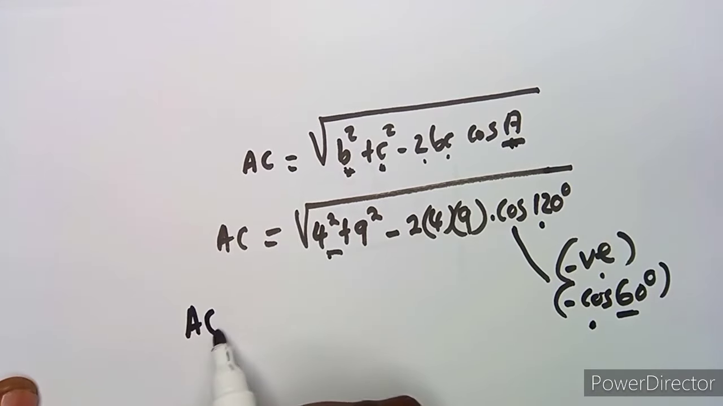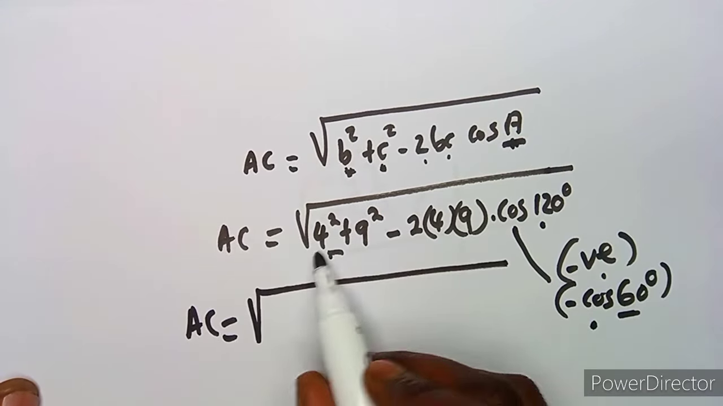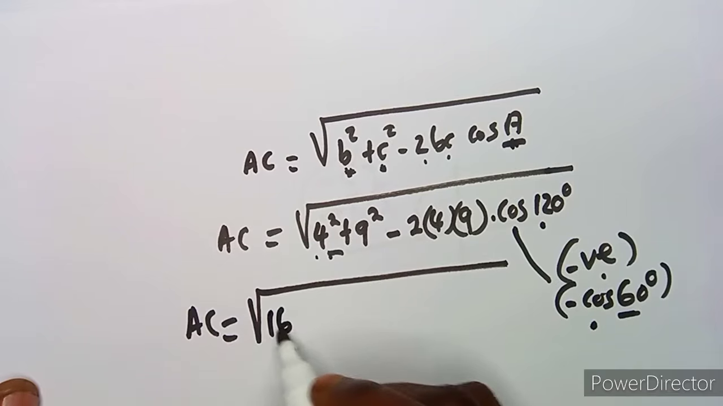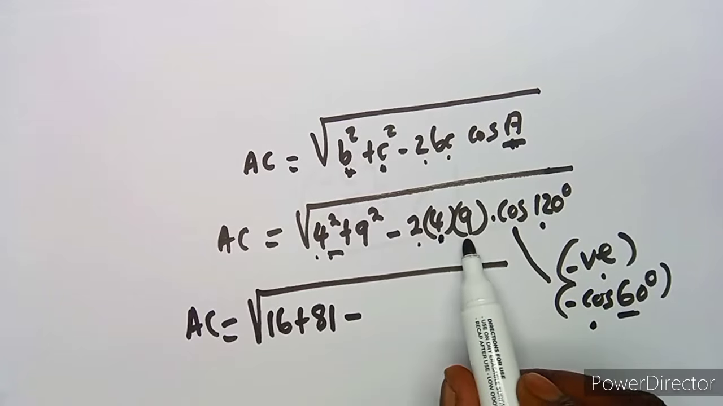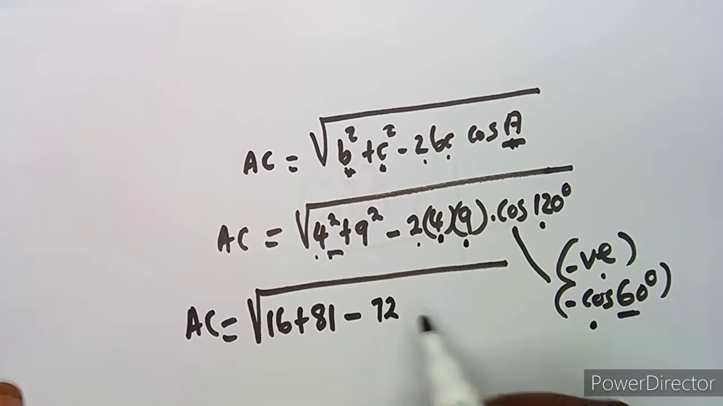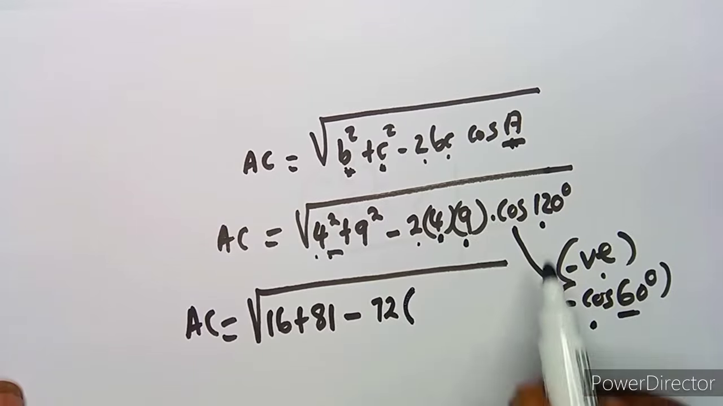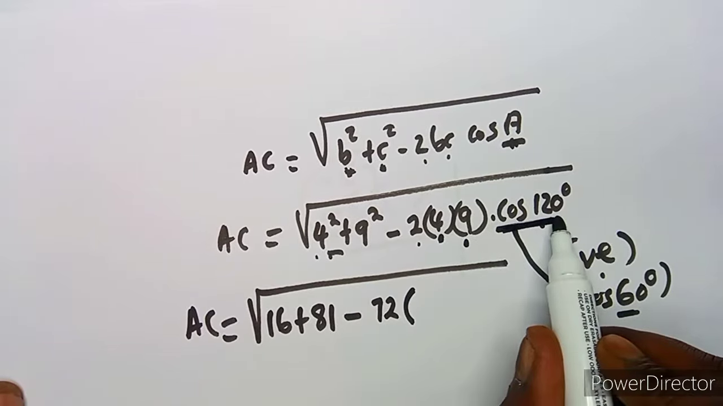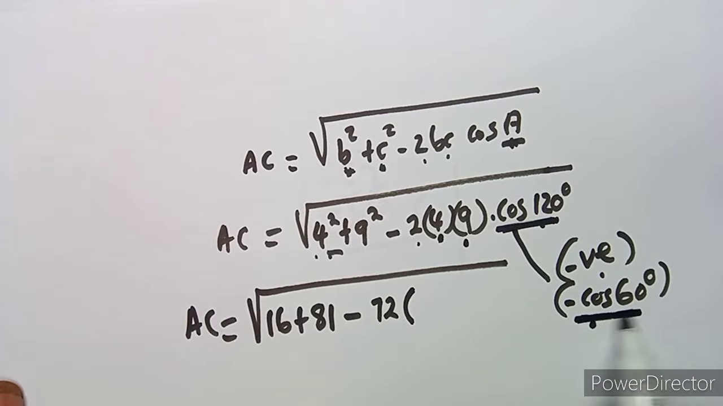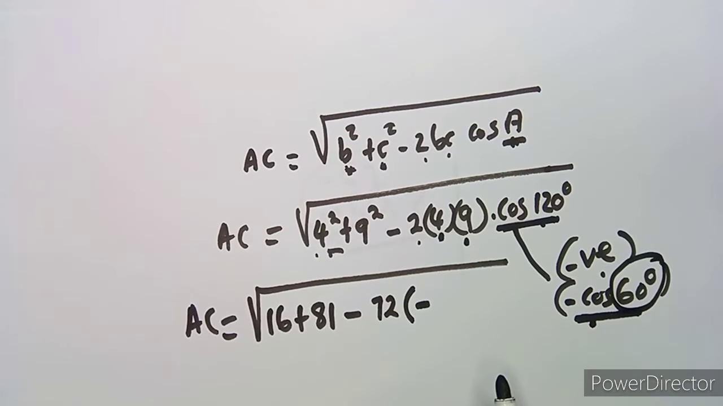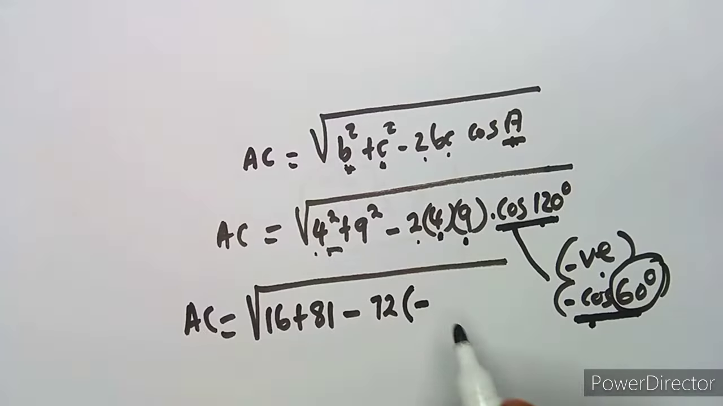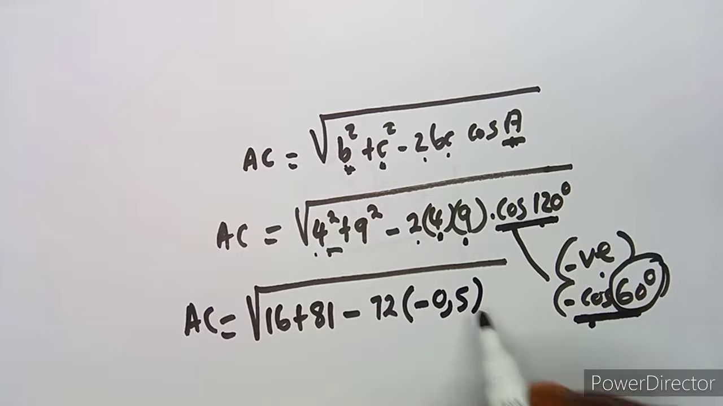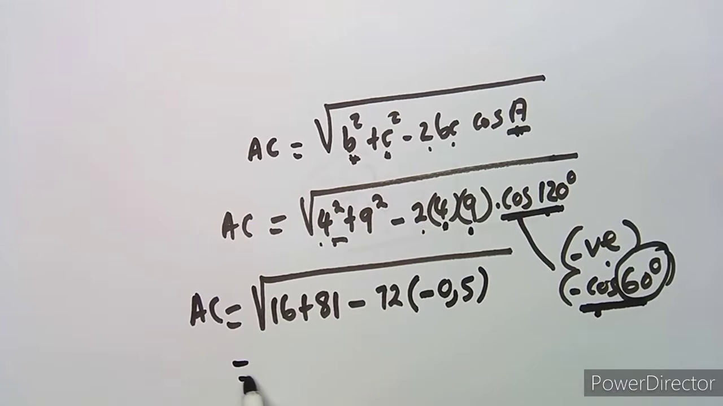Okay, so AC is going to be the square root of 4 squared, which is 16, plus 9 squared, which is 81, minus 2 times 8 times 9, which is 72, times cos 120. Like I said, cos 120 is the same as minus cos 60. So you're going to use minus the value of cos 60, and in this case cos 60 is equal to 0.5.